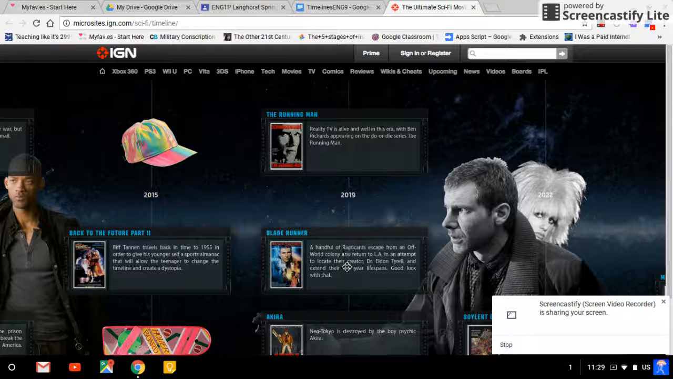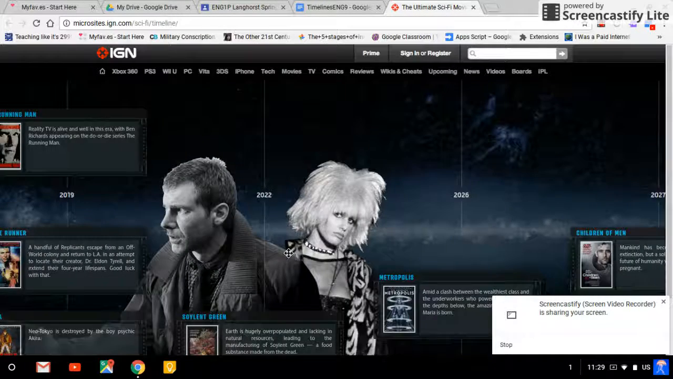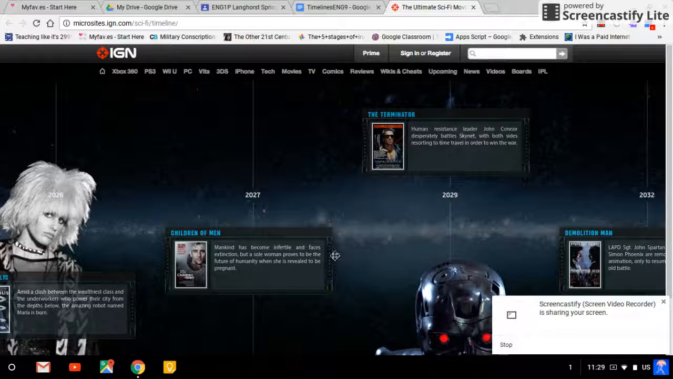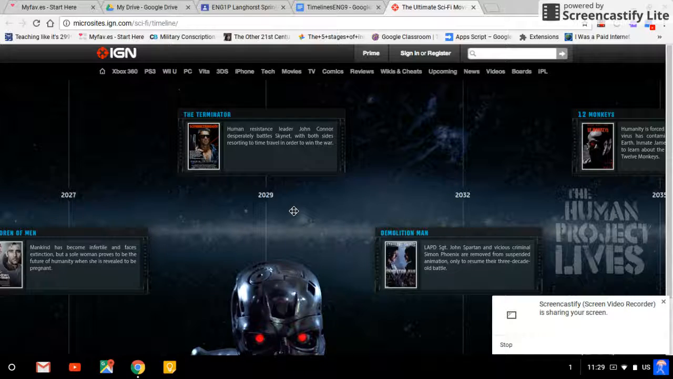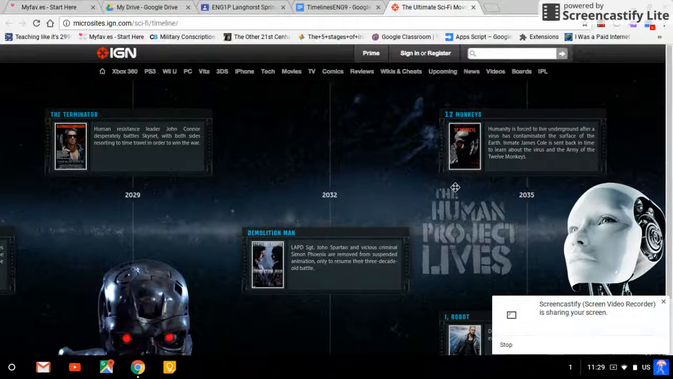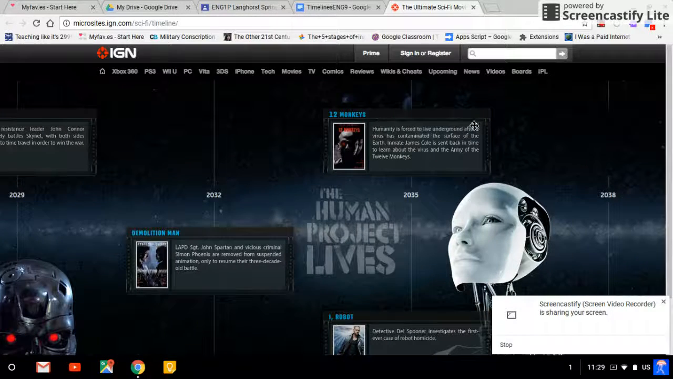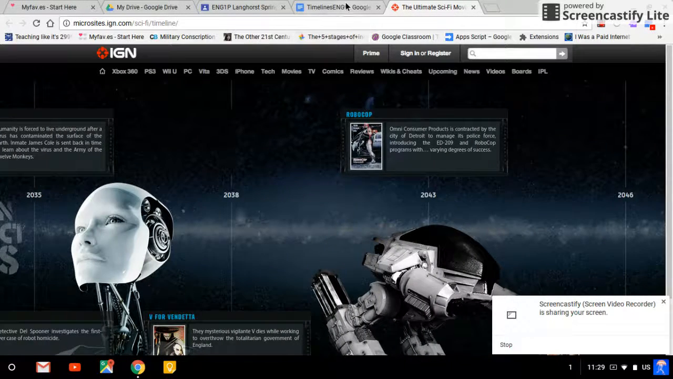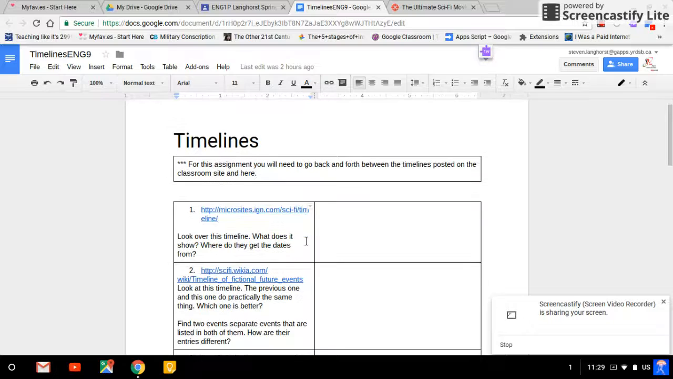Even though the movie Blade Runner was made in 1982, it was set in 2019, as was The Running Man and Akira. So these are all the times when these stories are supposed to take place. Children of Men, another example. The Terminator is only 12 years away. 12 Monkeys, again, all these movies, they're set in these years. And for this first question, you need to explain that.